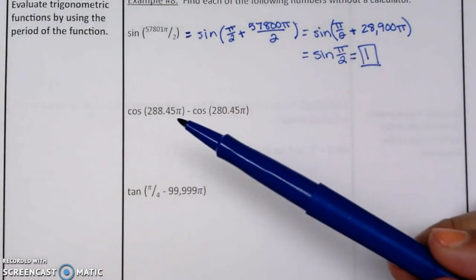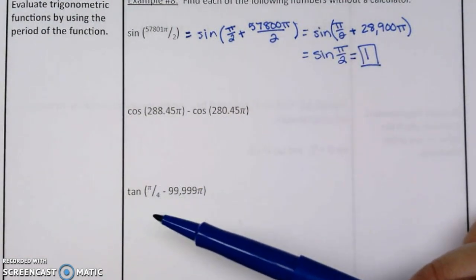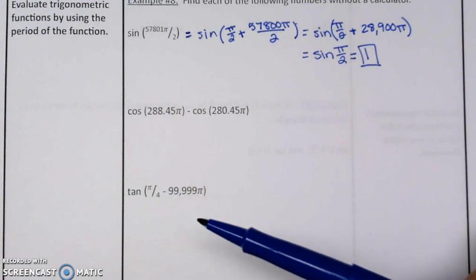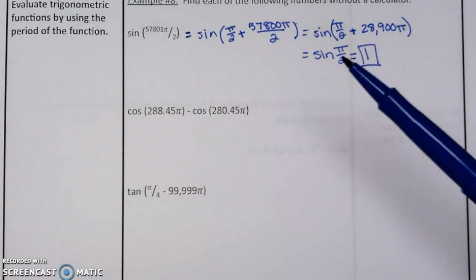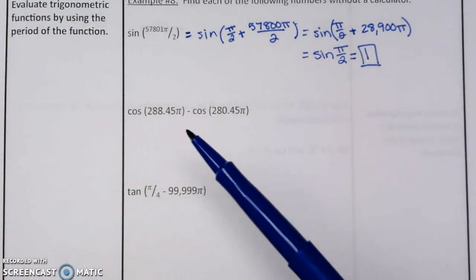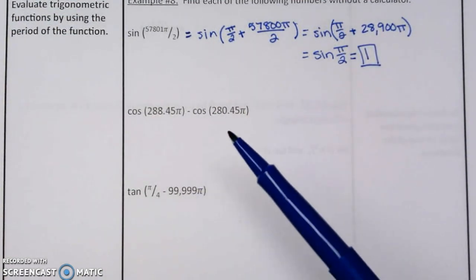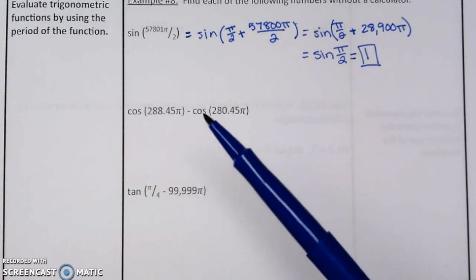Using the same method, you can do the other 2 problems. Remember that the period of tangent is pi, not 2 pi, so you can remove any factors of pi as one cycle. And in this case, you may need to simplify both separately before doing the operation of subtraction.